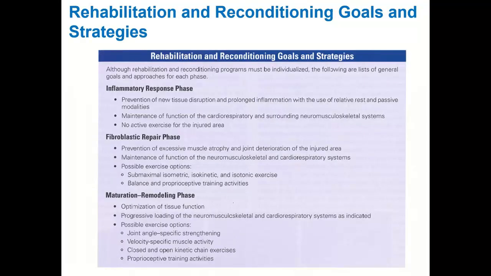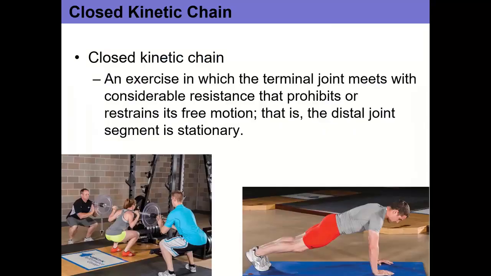Similar information in graphical form, because I like to include all the tables, so here's one of them. Terminology here, so closed kinetic chain versus open kinetic chain. Closed kinetic chain, you can see, is that the terminal joint, which is the hand or the foot, is fixed to something stationary. So the distal joint, the foot or the hand, is fixed to something immovable.